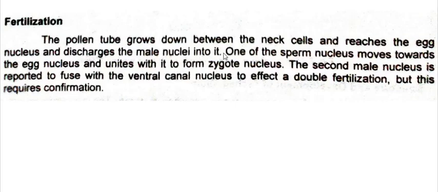Out of the two male nuclei, one moves towards the egg nucleus and fuses with it to form the diploid cell, known as the zygotic nucleus. The second male nucleus, it has been reported, fuses with the ventral canal nucleus to effect a double fertilization, but this requires confirmation.